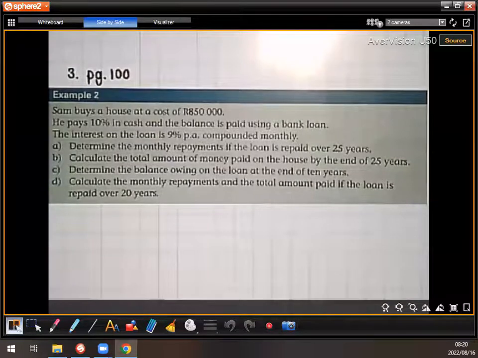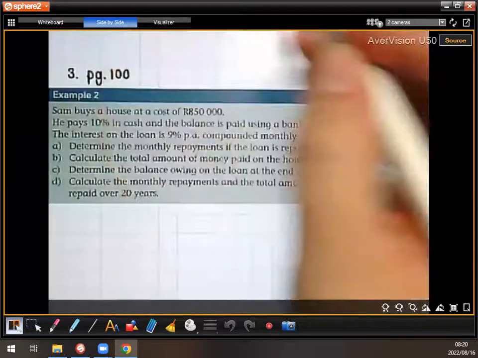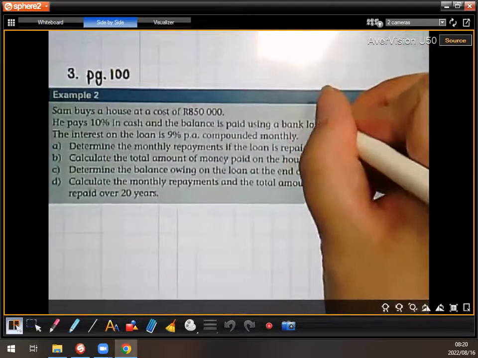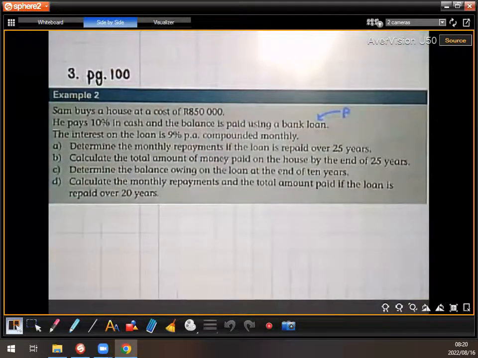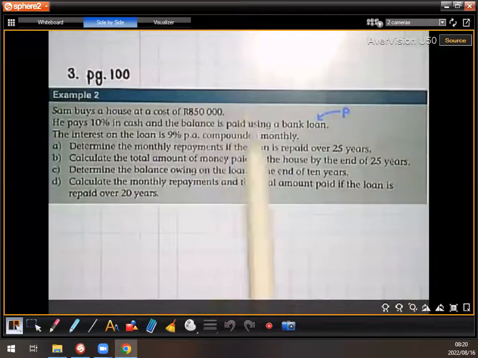So now if it's a loan, what formula do we use for that? The present value formula, right? And the reason for that is the amount that you get for the 850,000, minus the deposit, you get that immediately. So that is the present value of the loan. With an investment, you pay money into an account, and in the future you're going to have a certain amount. So with a loan, it's always present value because he's getting that amount right now, and then he's paying it over 25 years.